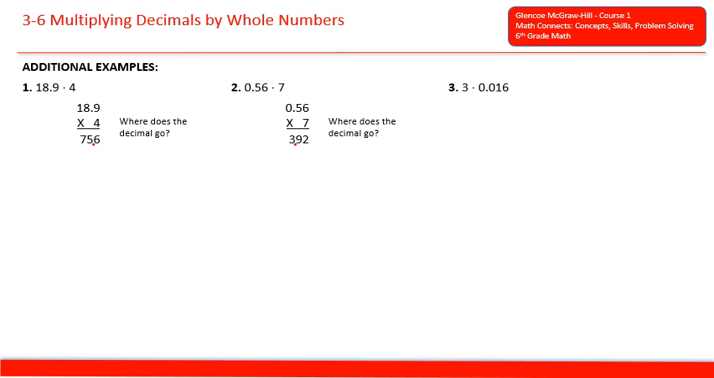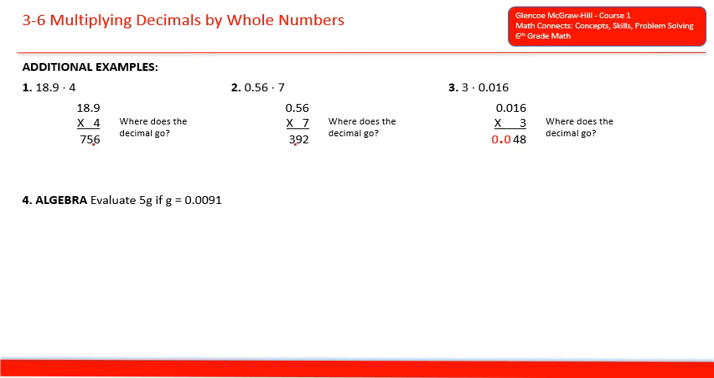So number 3, 3 times 0.016 is our standard algorithm for multiplication. We multiply 3 times 16, we get 48. Where does the decimal go? Well, we have 3 decimal places in the problem, and we only have 2 numbers in the answer, so we have to annex a 0 to the left and add the decimal point to the left of that 0. And that gives us 3 decimal places in the answer.